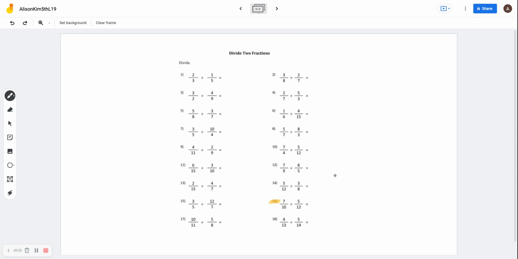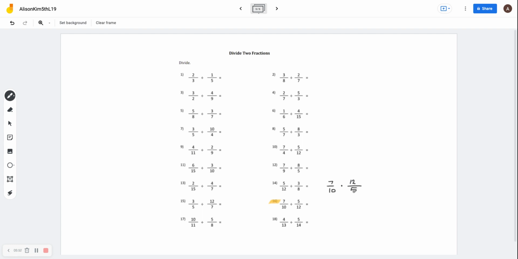Next, we're going to be dividing two fractions. So we're going to divide a fraction by a fraction. The same rule applies here again. The dividend will stay the same. So for number 16, the dividend is 7 over 10, so I'm going to leave it 7 over 10. Then the division sign turns into multiplication, and then we just flip the divisor around, which in this case is a fraction. 5 over 12 will turn into 12 over 5.